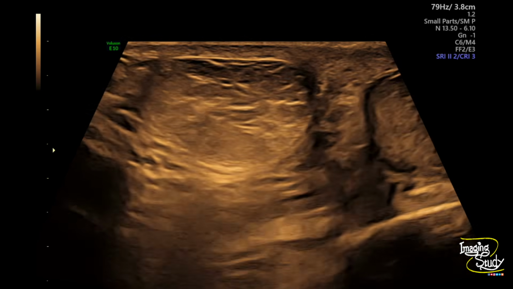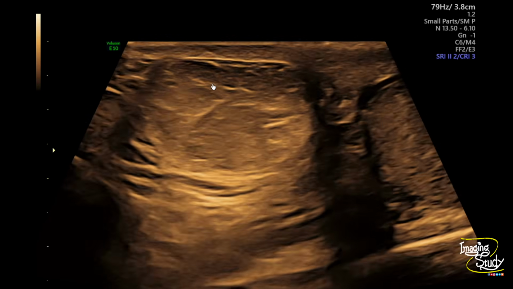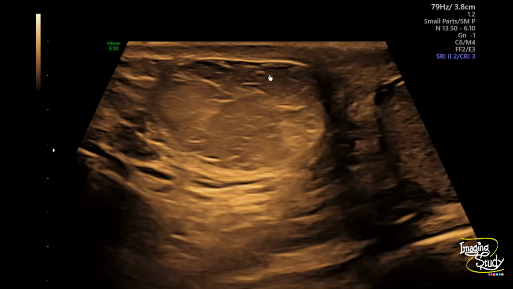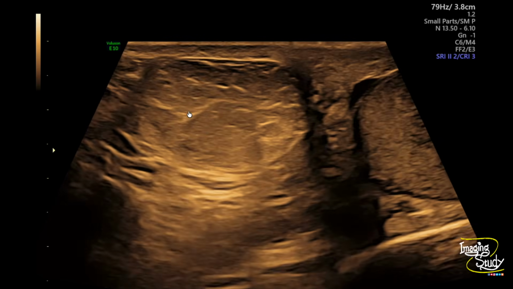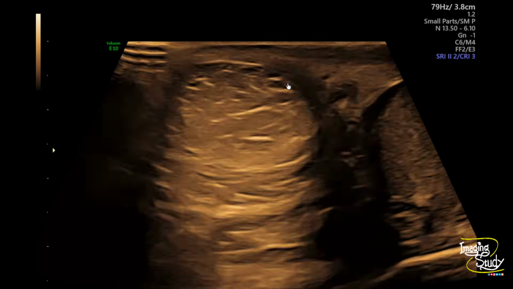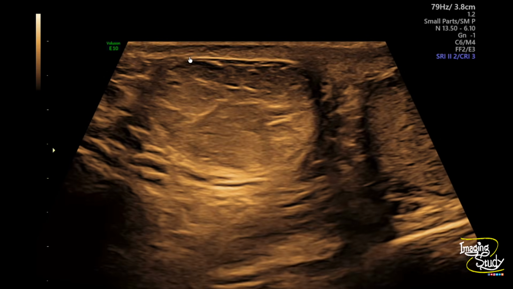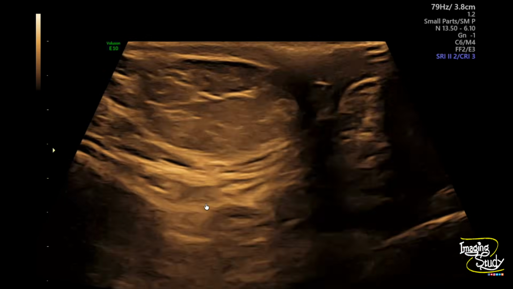Here you can see the upper part of the left hemiscrotum. The palpable lump is visible here. You can see an oval mass superior to the left testis, and the lesion is inside the scrotal cavity. It is not outside. You can see the scrotal skin over here, and the lesion is near the cord.